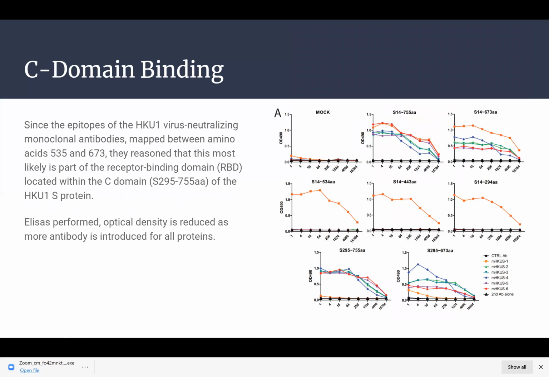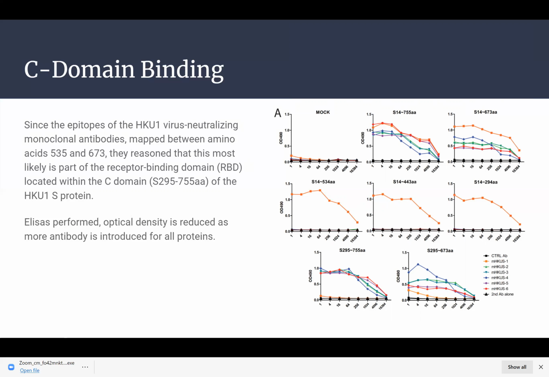All right, then looking at the C domain binding. Since the epitopes of the HKU1 virus neutralizing monoclonal antibodies map between amino acids 535 and 673, the people who ran this study reasoned that this most likely is a part of the receptor binding domain, which would make sense. Located within the C domain, which would be the S295 to 755 amino acid of the HKU1 S protein.